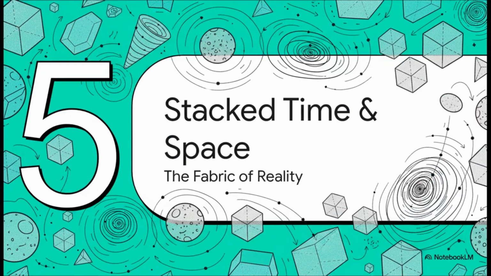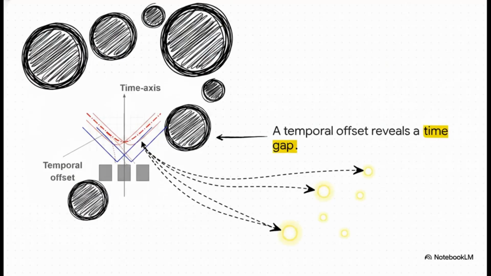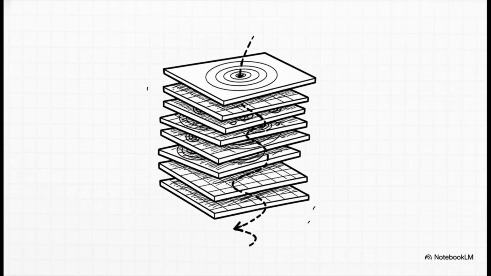Part 5. Stacked time and space. Check out that temporal offset highlighted right there. When you combine those two hyperbolas we just talked about, this bizarre mathematical time gap suddenly appears. Except for dead center, the spread of the phase circles implies that the photon actually arrives at the screen at slightly shifted, different times depending on the path it took. But wait, how can one single particle arrive at different times? Well, the answer provided by this framework is profound. Actually, scratch that. It's pretty much reality-shattering.